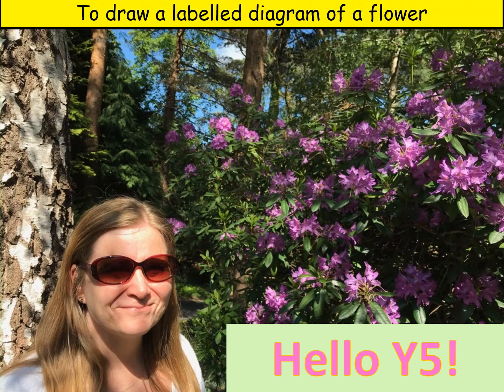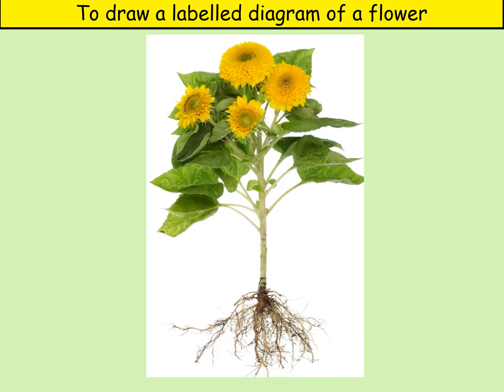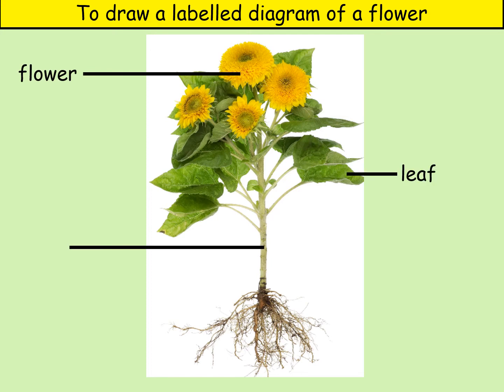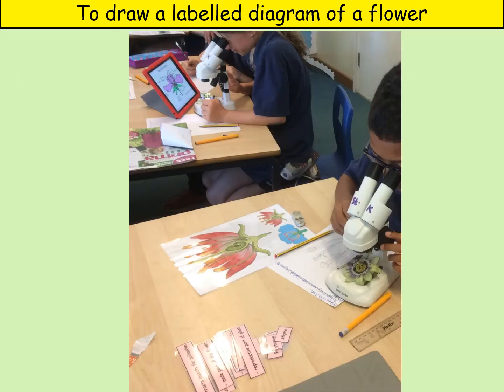Today we are going to label a diagram of a flower. Now that sounds easy and you can probably remember this from Year 2. Flower, leaf, stem, roots and even petal. However, now that you're in Year 5, we need to go into much more detail.